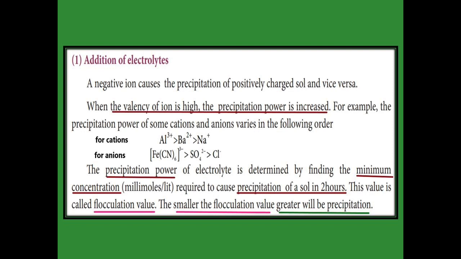The precipitation power of an electrolyte is determined by the flocculation value. What is the flocculation value? It is the minimum concentration of electrolyte required to cause precipitation of the sol within 2 hours. That is the precipitation power of the electrolyte, otherwise called the flocculation value. The smaller the flocculation value, the greater the precipitation.